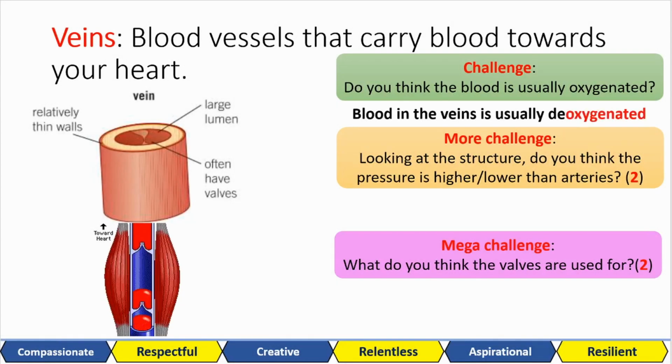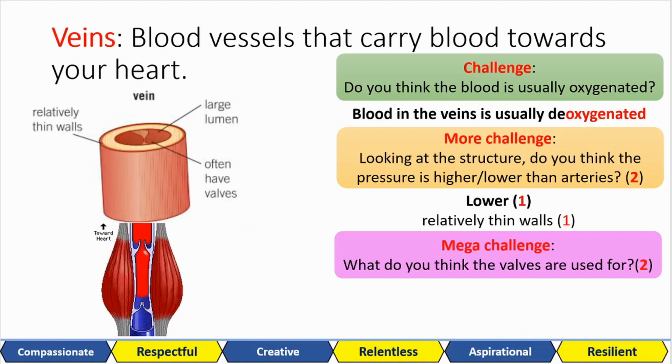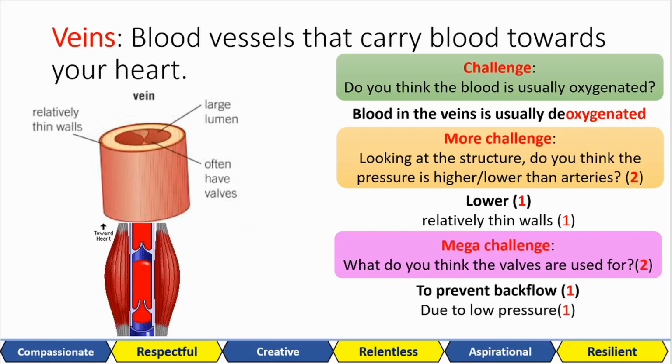The blood in your vein is usually deoxygenated. The pressure is lower in your veins, and we can tell this because the walls are relatively thin in your veins. This indicates that the pressure must not be that high. Looking at the bottom picture, we see that the valves prevent the backflow of blood. So valves prevent backflow of blood.